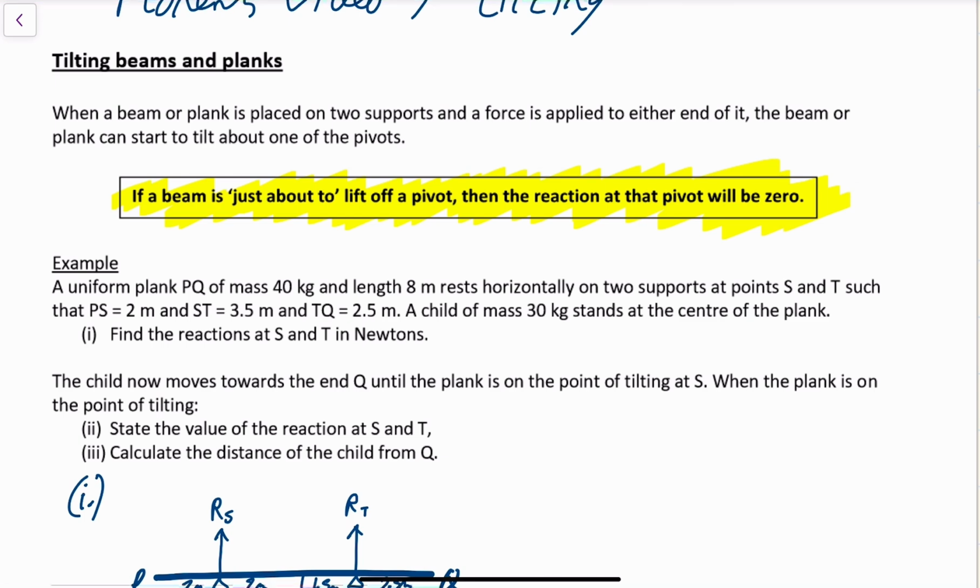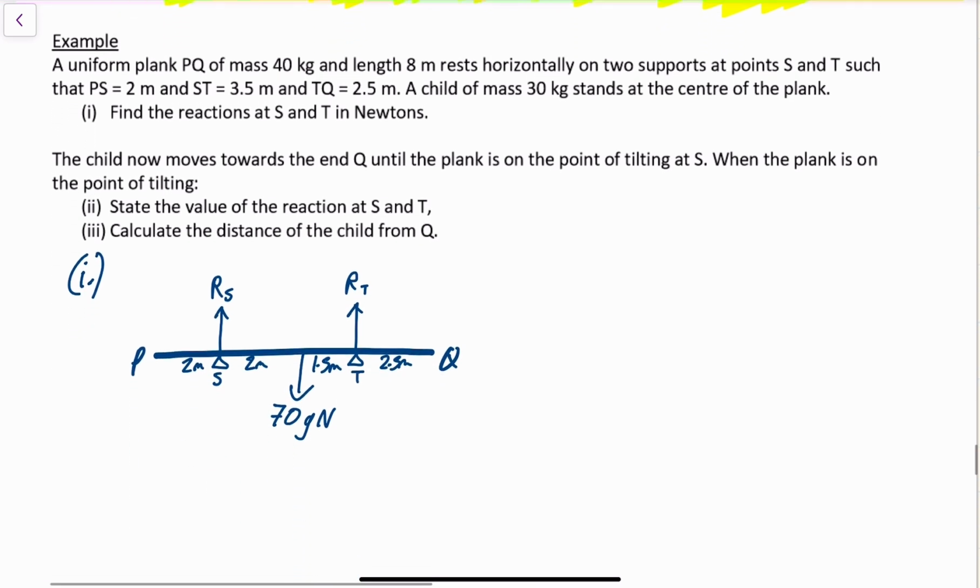First of all, the first part is before it starts to tilt. It says a uniform plank PQ of mass 40 kilograms and length 8 meters rests horizontally on two supports at points S and T, such that PS is 2 meters, ST is 3.5 meters, and TQ is 2.5 meters. A child of mass 30 kilograms stands at the center of the plank, so that's the same place as the mass or the weight of the plank acts. Find the reactions at S and T in newtons.